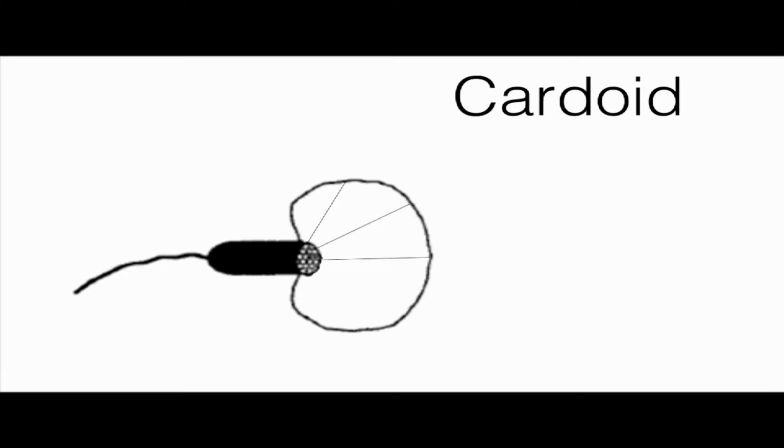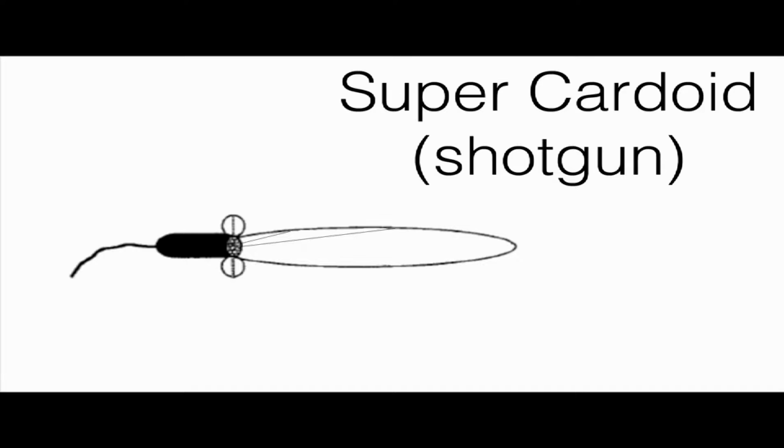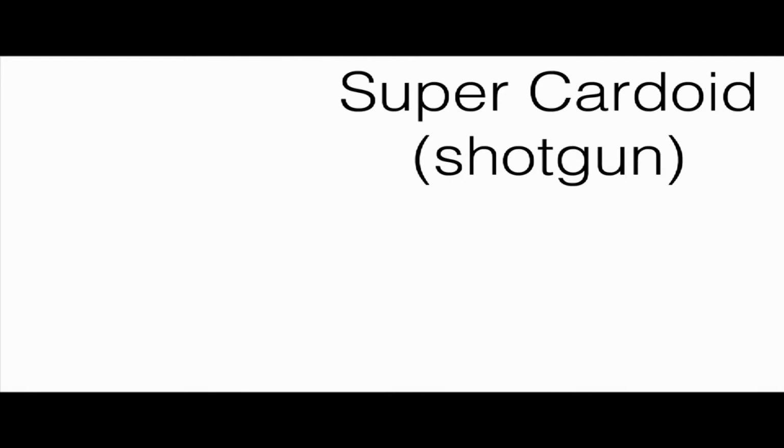Cardioid is where the sound is picked up from in front of, left and right of the microphone, with a longer distance than omnidirectional. This would be used if you wanted to collect background noises. Supercardioid is where the sound is picked up from straight ahead, with a longer distance than unidirectional and from both left and right with very short sound detection. This would be used as a shotgun microphone.